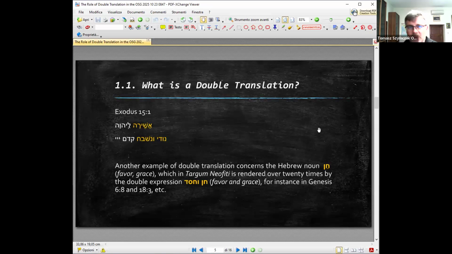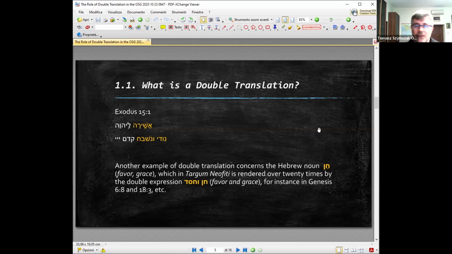What is a double translation? Basically, we can speak about double translation every time a single verb or noun is rendered by a translational doublet. This definition comes from Michael Klein in his study Associative and Complementary Translation in the Targumim. Klein illustrates the phenomenon with several examples from the Targumic literature and explores the possible origins.